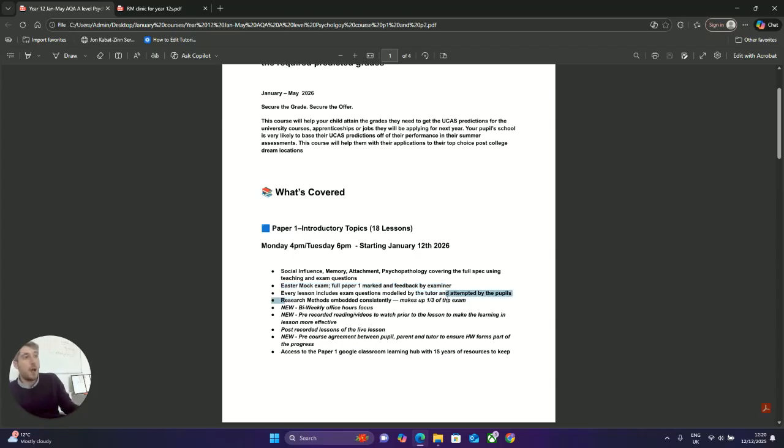Every lesson gets exam questions modelled by me, and then the pupils attempt it in the lesson. After the lesson as well, students attempt a past paper question or a set of past paper questions for their homework that I mark weekly, and they get that back as well. I embed research methods consistently throughout the course because it's worth 33% of the grade.